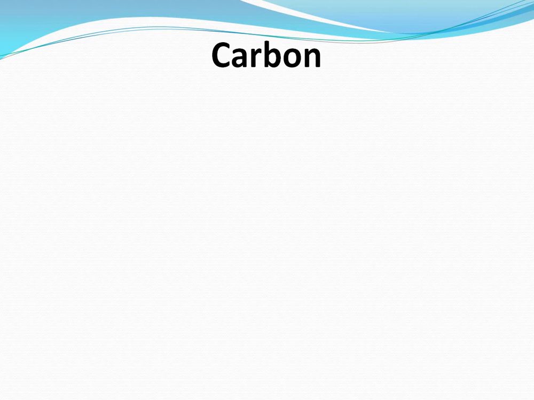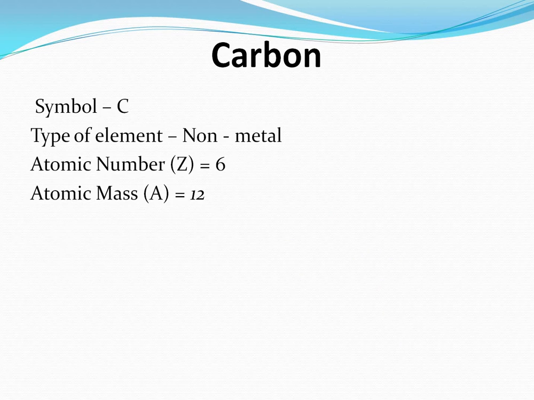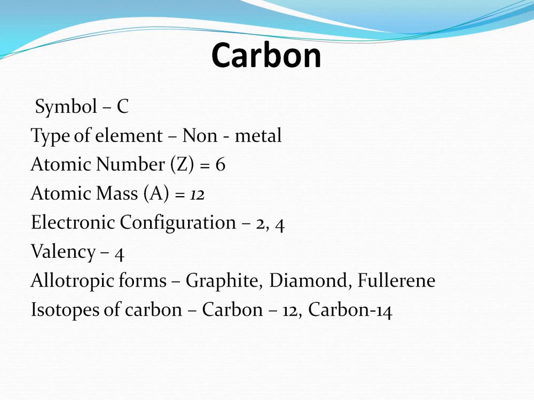Now let us discuss carbon. The symbol of the carbon element is C. It is a non-metal. The atomic number of carbon is 6. Its atomic mass is 12, and as its atomic number is 6, its electronic configuration is 2,4 and its valency is 4. It is a tetravalent element because its valency is 4.